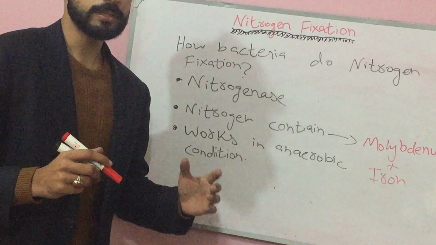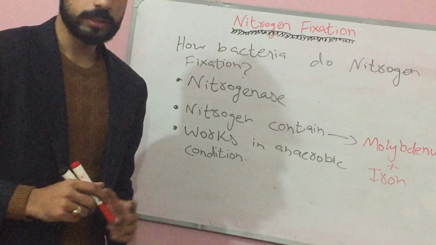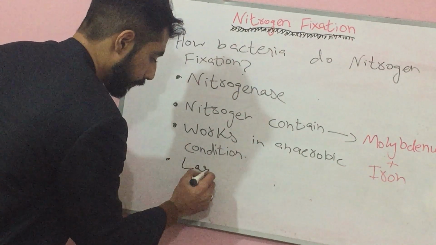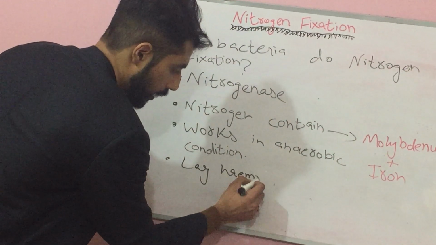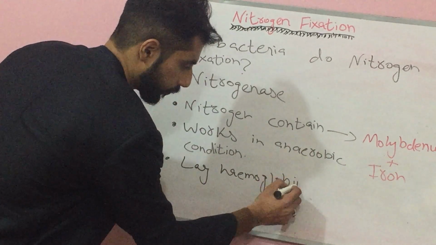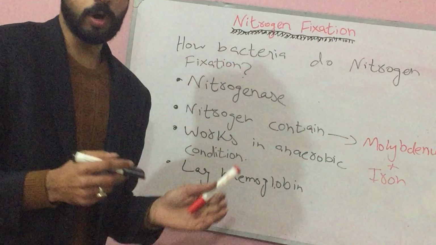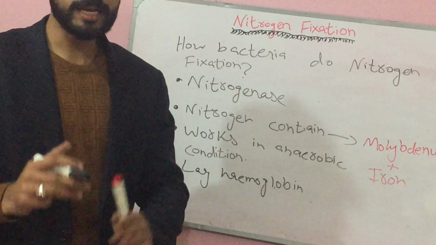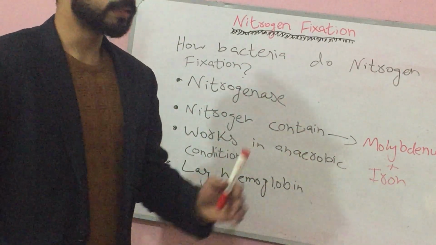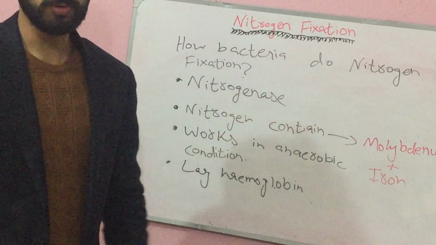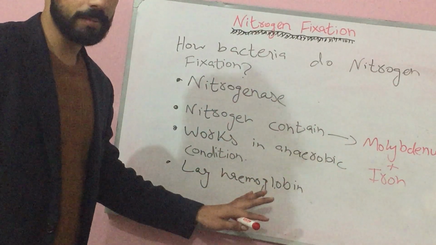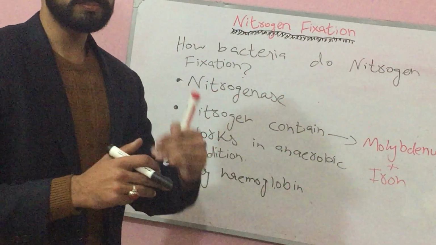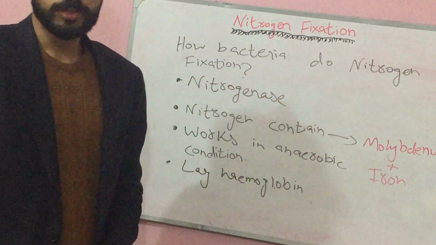So with the enzyme nitrogenase, there is a compound called leghaemoglobin. It absorbs all the oxygen and excretes it out, so that it can again become anaerobic. When they are in aerobic condition, they cease production.